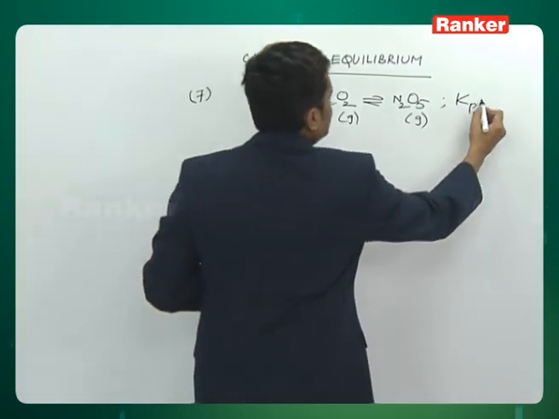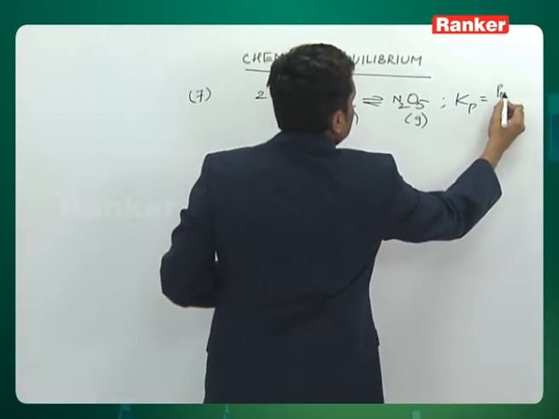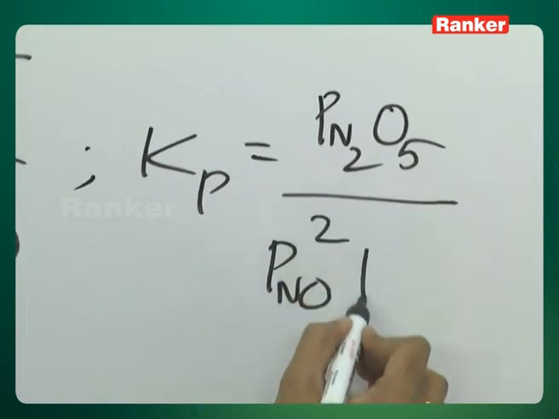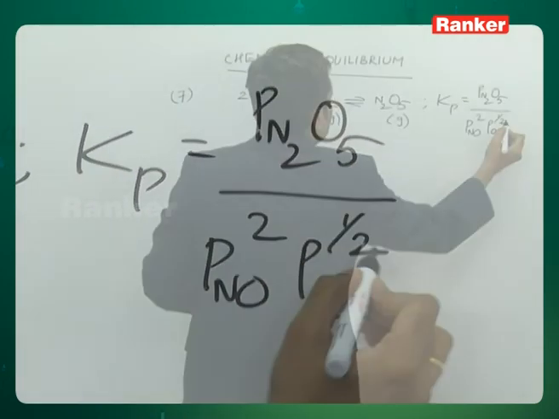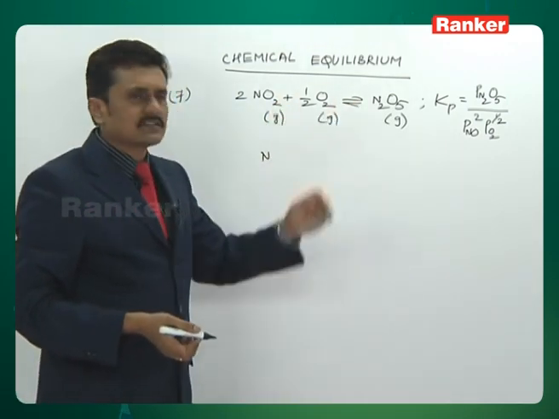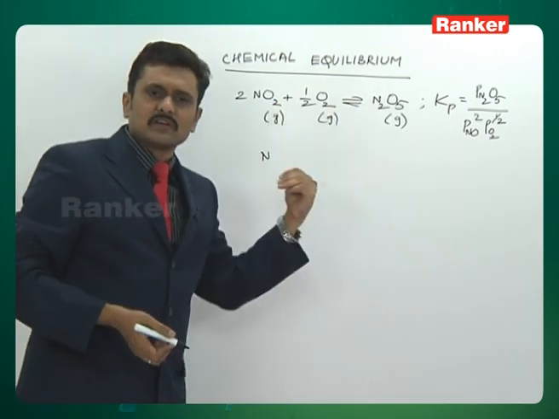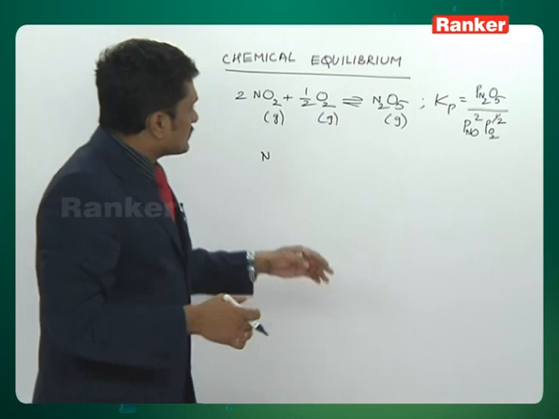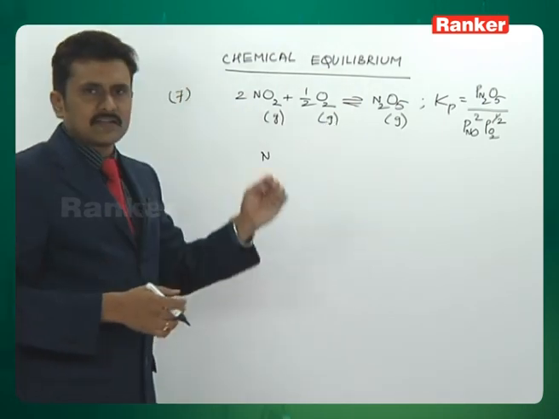So, when you write Kp for this equilibrium, you are going to get partial pressure of N2O5 upon partial pressure of NO2 whole square into partial pressure of O2 whole power 1 by 2, right? That is partial pressure of product upon reactant. Now, what I am going to do is revert, because in the given question, which asks to find the equilibrium constant for the reaction, 2 mole of N2O5 is in equilibrium with 4 mole of NO2 and O2. We have to get the N2O5 on the reactant side.